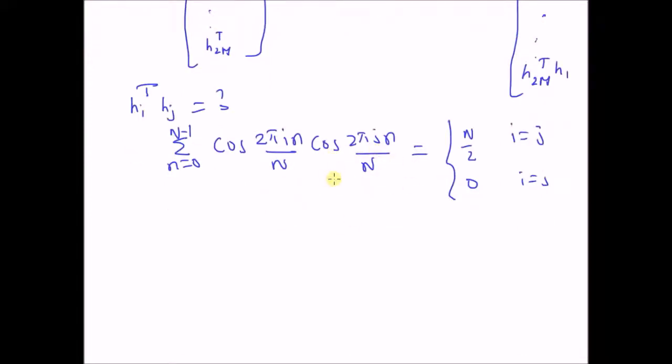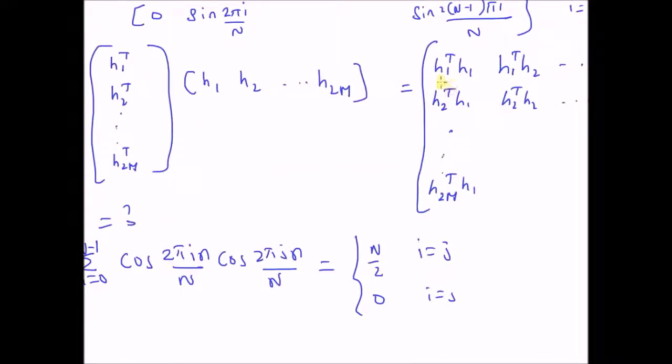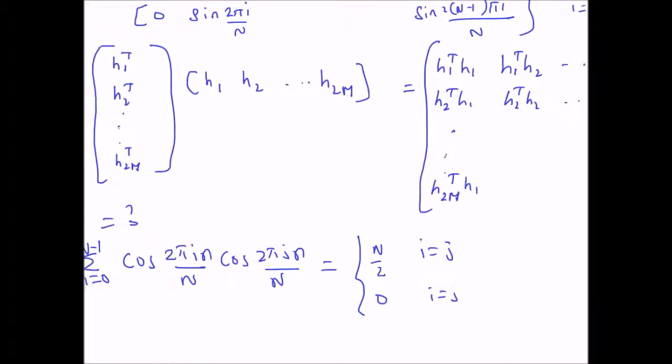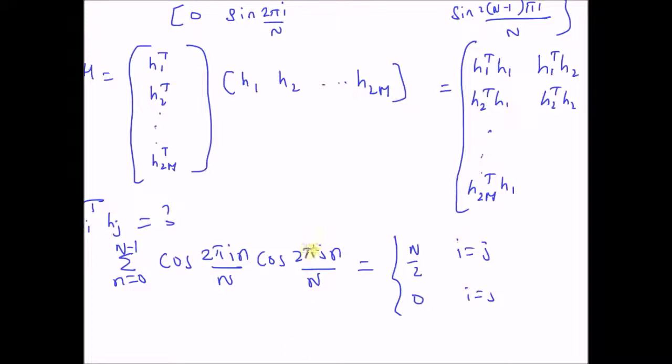And this is valid as long as the values of i and j are less than N by 2. That is, the value of 2M should be less than N by 2. And clearly the product Hi transpose Hj basically becomes equal to this dot product for values of i and j less than M.